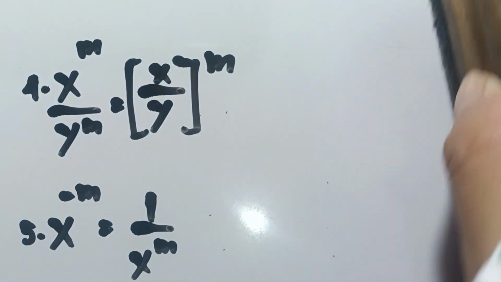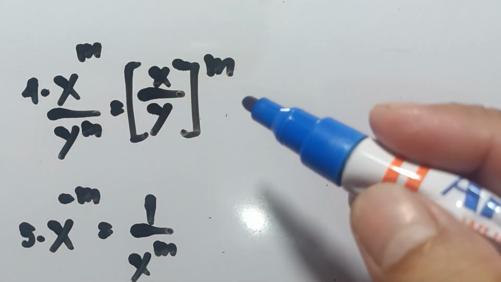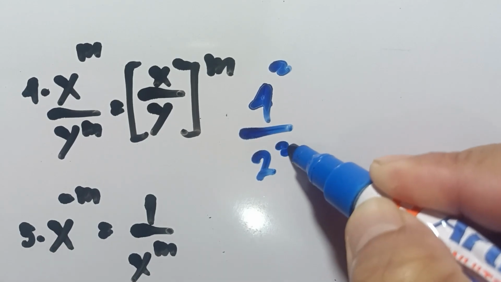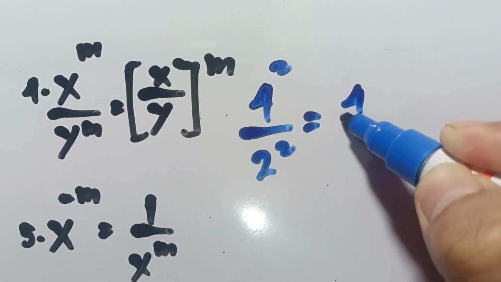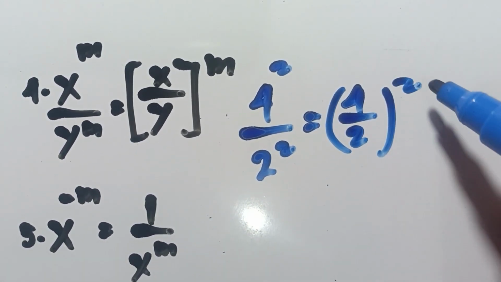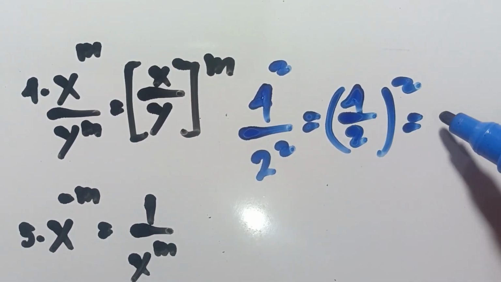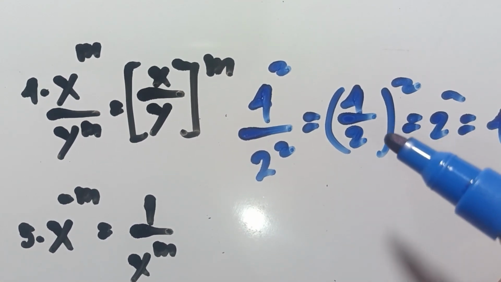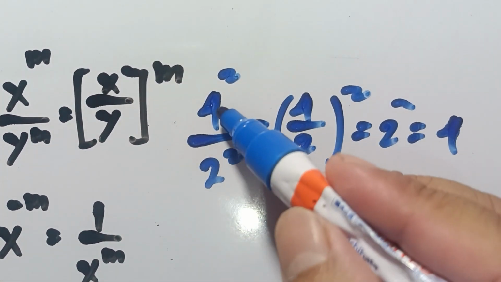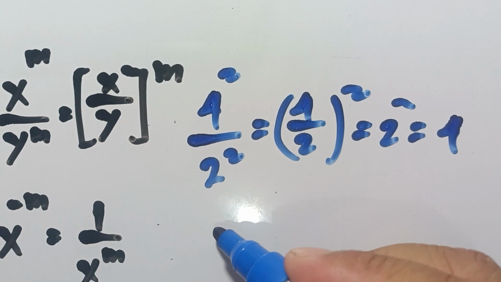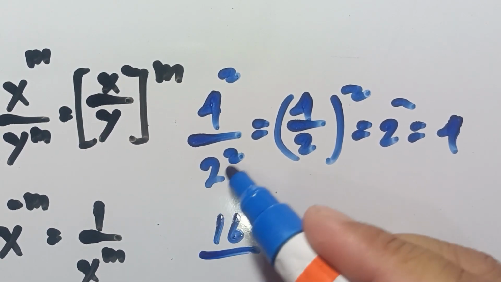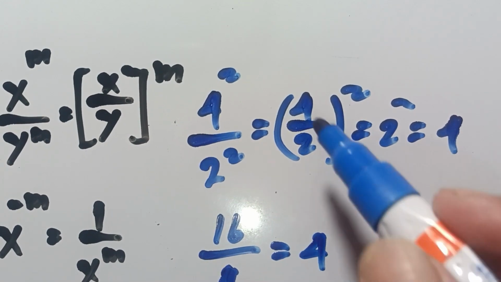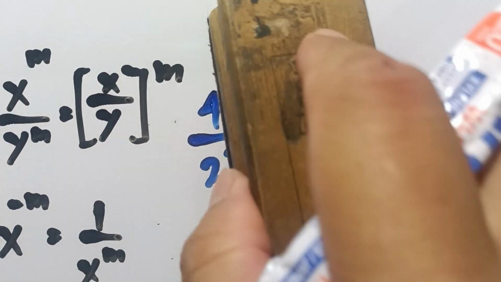And I will give you an example for a whole number. So 4 to the power 2 divided by 2 to the power 2 is equal to 4 divided by 2 to the power 2. So this becomes 4 divided by 2 equals 2, to the power 2 equals 4. And if we check, 4 squared is 16. 2 squared is 4. So 16 divided by 4 equals 4. So this law of exponent is correct.